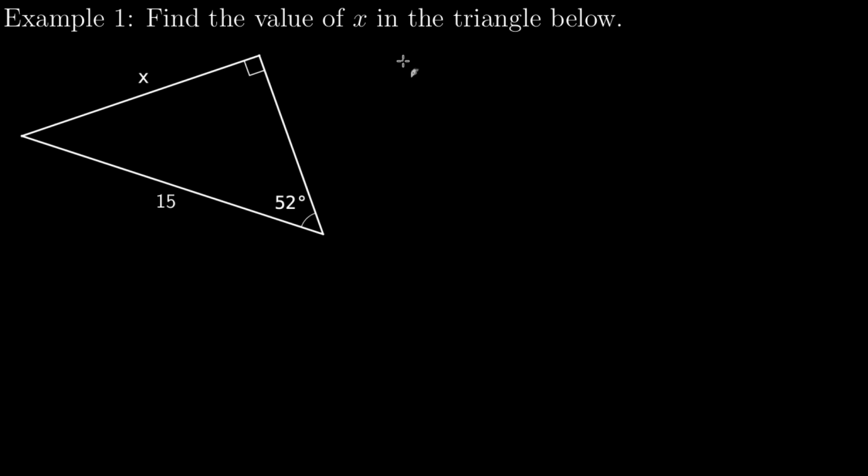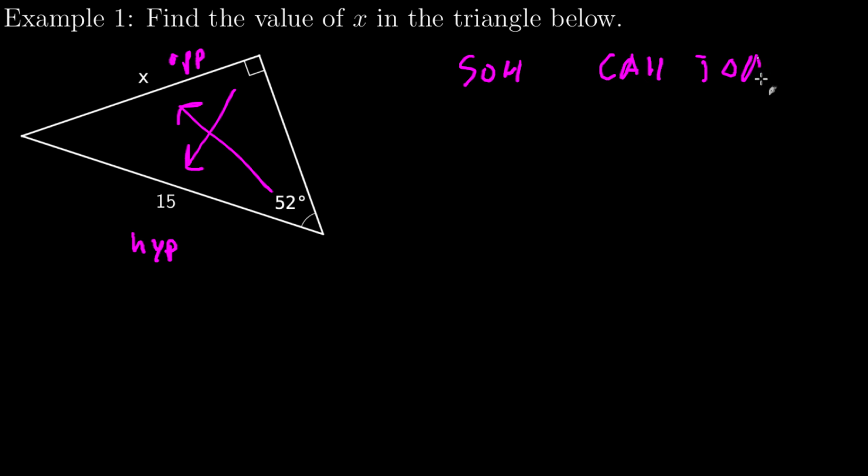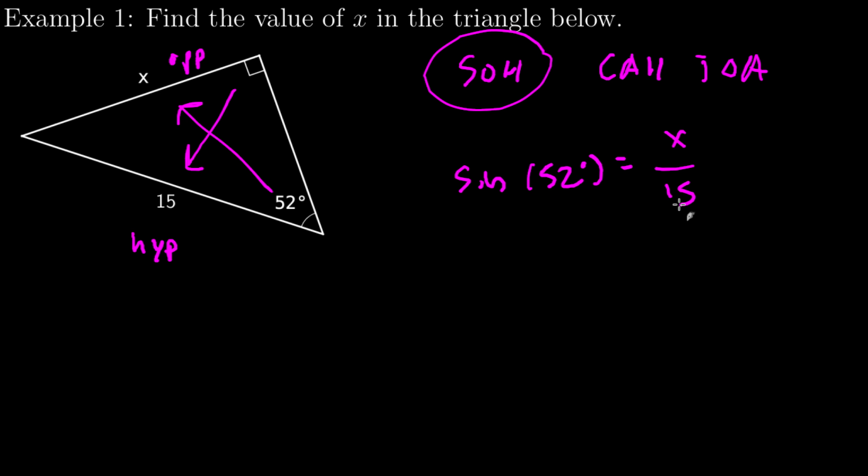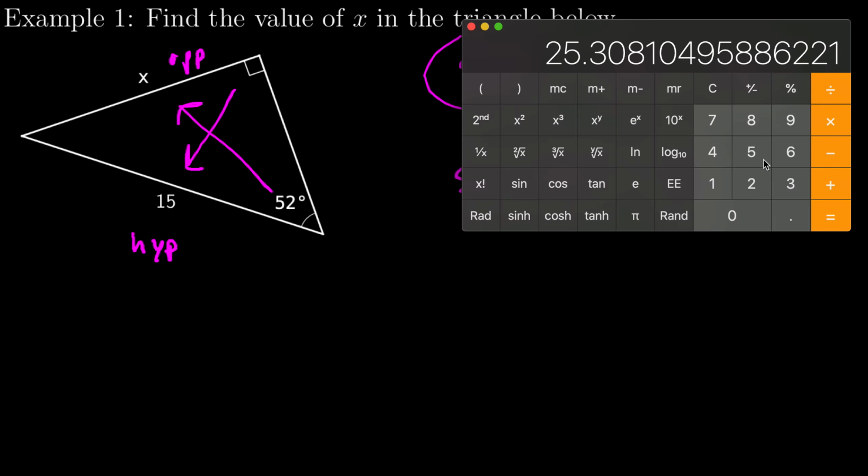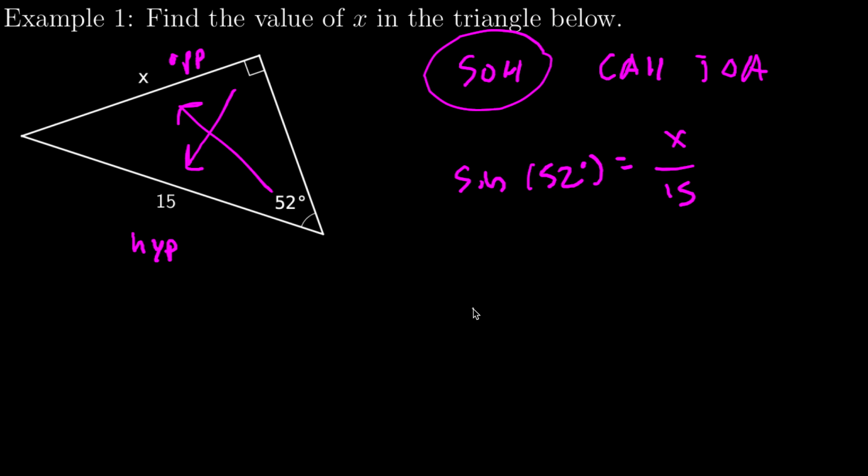Find the value of x in the triangle below. I see that I have the hypotenuse, and I have the opposite leg. I'll go to SOHCAHTOA. The one that has the opposite and the hypotenuse is sine, so I write sine of my angle equals opposite over hypotenuse, which is x over 15. I go to my calculator and take the sine of 52 degrees, and I get 0.78801.